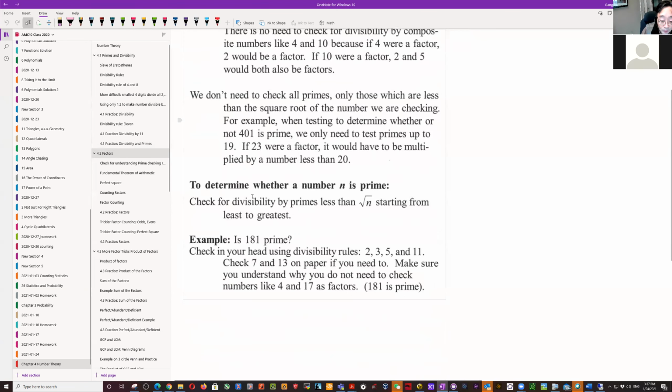So to determine whether a number is prime, we only need to check if this number is divisible by all the primes less than the square root of n. Because if it has a bigger factor than the square root of n, it's guaranteed to have a smaller factor less than the square root of n. So we only need to check the lesser one to find all. That will reduce the calculation volume.